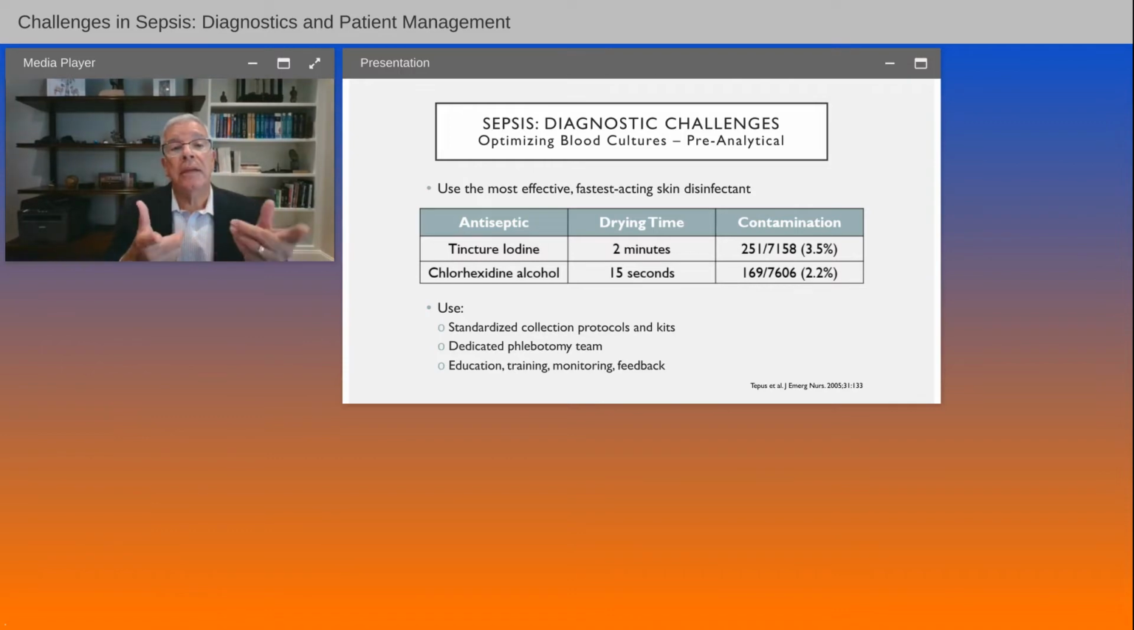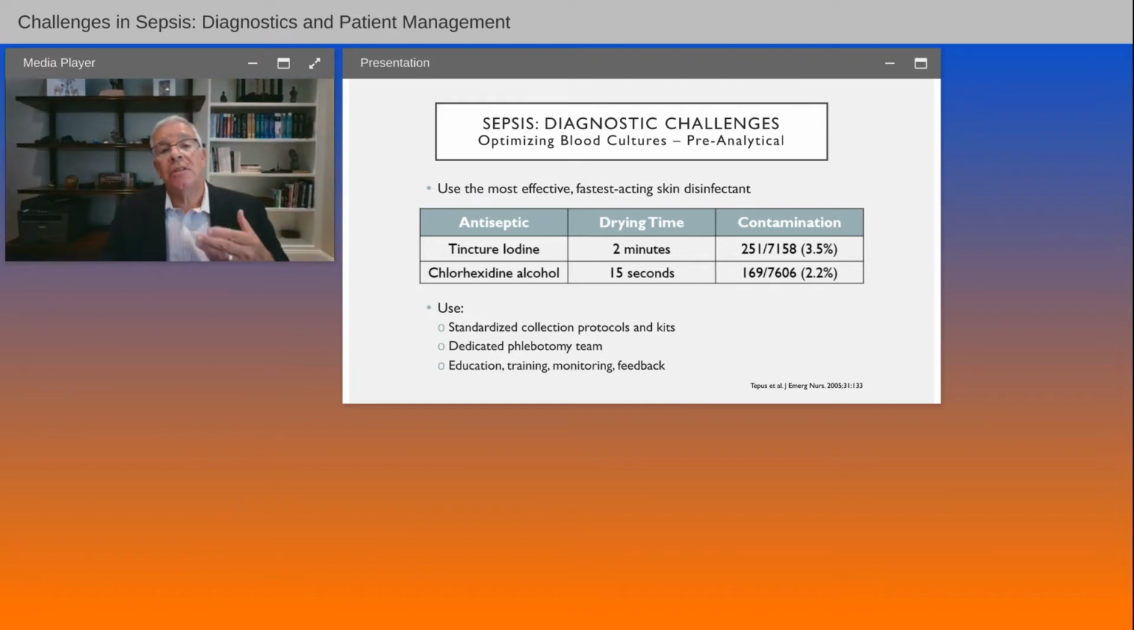This nice study that I've cited here looked at the impact of tincture of iodine compared with chlorhexidine alcohol. The important point is that chlorhexidine alcohol is able to work much more rapidly than tincture of iodine. And if you listen to the recommendations for collecting blood cultures and then you look at the practice, frequently when iodine is used, it's not left in contact with the skin for a sufficient period of time, and so you result in contaminated blood cultures. This study compared 2 minutes with tincture of iodine with 15 seconds of chlorhexidine, which works much faster, and we see a significant reduction in contaminated cultures.